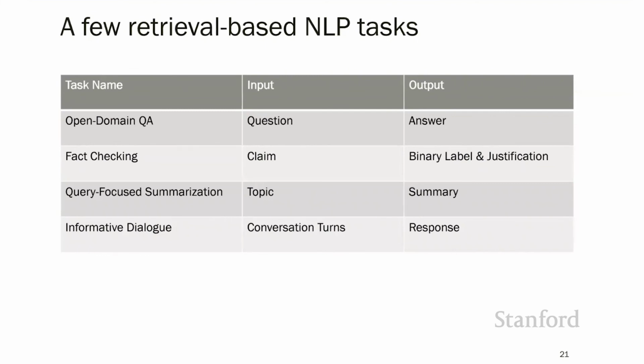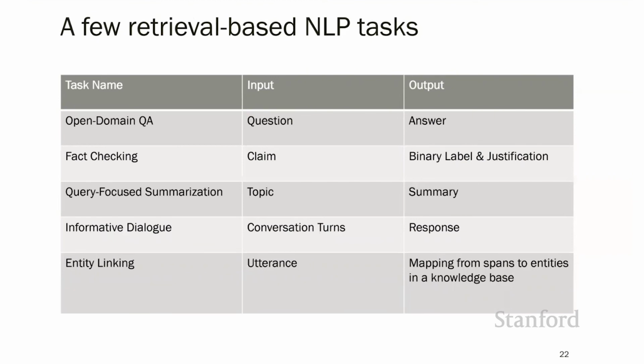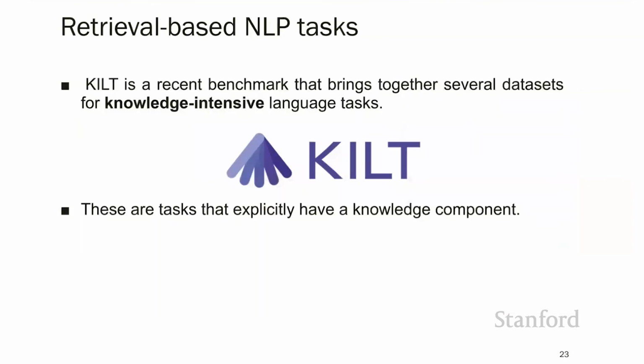Two other tasks are query-focused summarization and informative dialogue, where we might also work with a large collection of facts and, given a topic or in the context of a conversation, generate a useful summary of the resources about that topic, perhaps as part of a conversation with a user interested to learn about a new topic. Lastly, entity linking is a task that can be posed over a large textual knowledge base as well. Given an utterance that refers to any number of ambiguous entities or events, we should resolve this ambiguity and map mentions of these entities to their descriptions in a large knowledge base like Wikipedia. So that would be a form of entity linking.